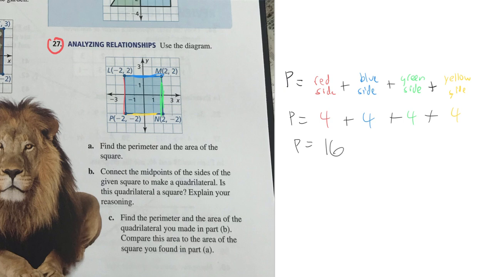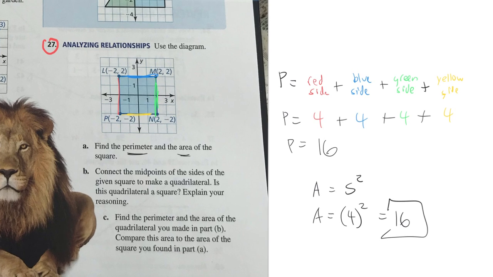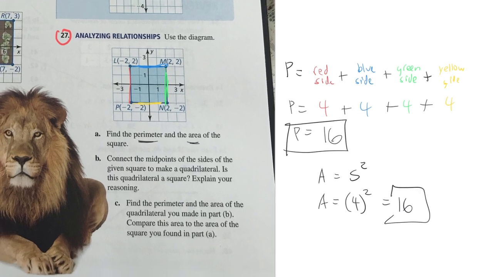We satisfied finding the perimeter, but we also want to find the area. Now the area of a square is always going to be the side length times itself, also known as side squared. Well, we already found the side length of each side. It's 4, so that's going to be 4 squared. That's going to be 16. Okay, so we just found the area. So the perimeter is 16, and the area is 16. Very interesting, right?